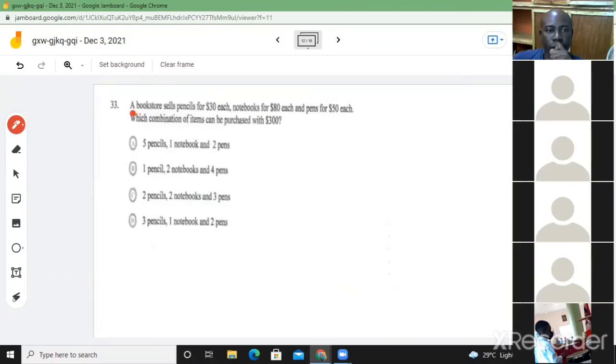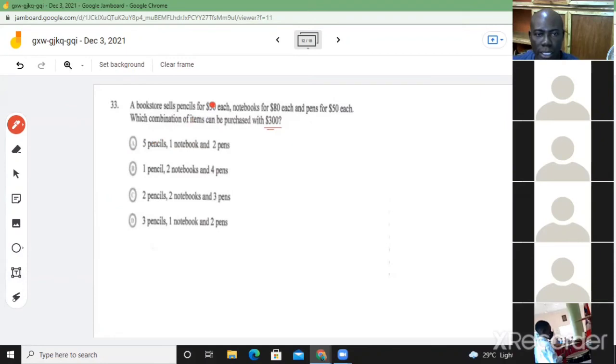All right. A bookstore sells pencils at $30 each, notebooks for $80 each and pens for $50 each. So we are getting some clarifications as it relates to what's going on here. Now, 5 pencils, 1 notebook, and 2 pens. They want to know which combination of items can be purchased using $300. So we're not going to guess anything. Let's put it together.